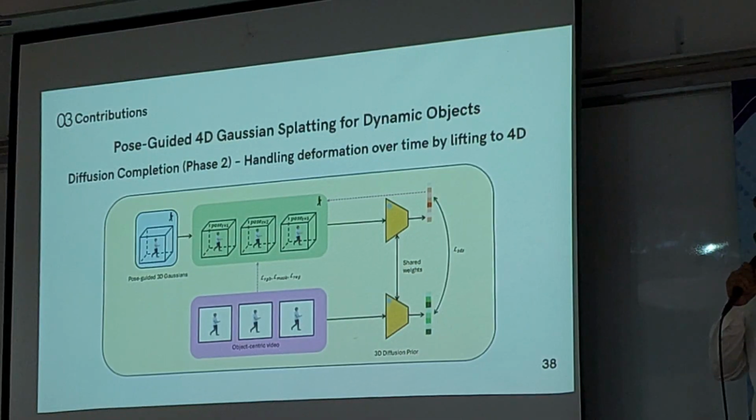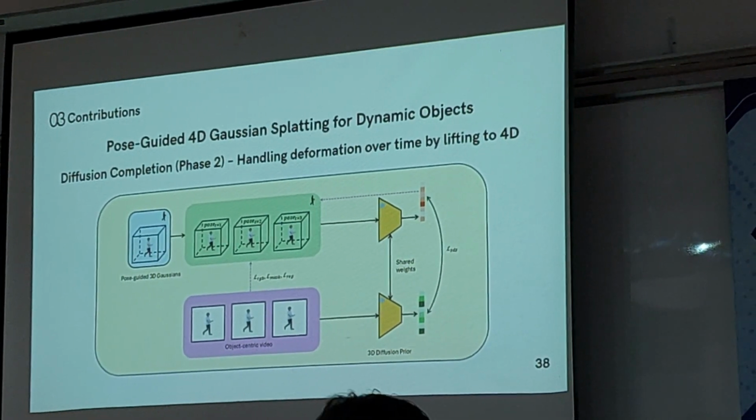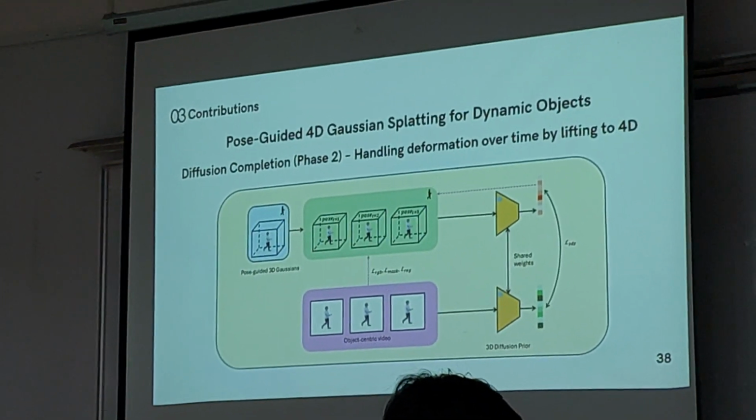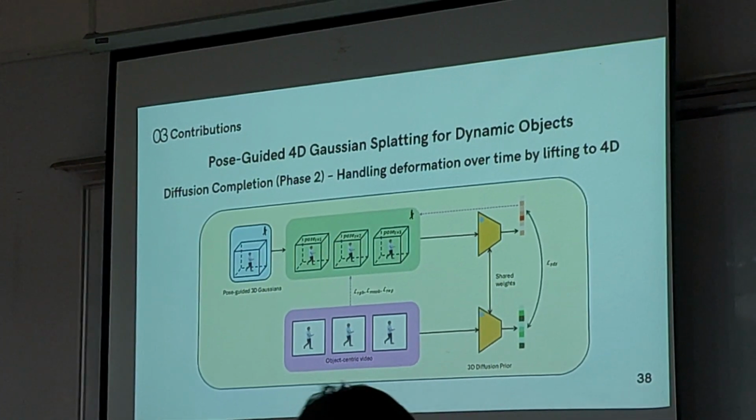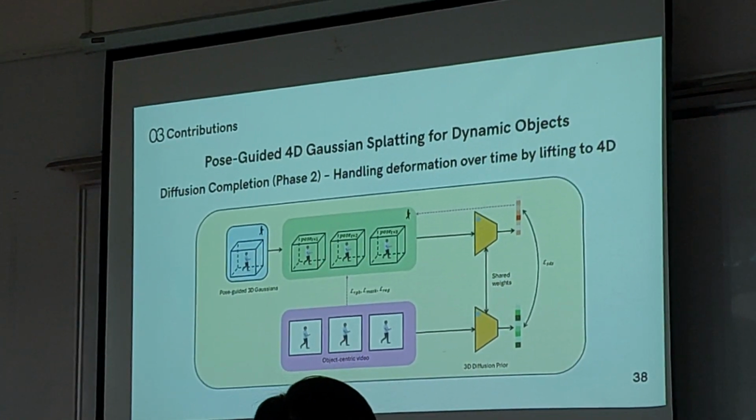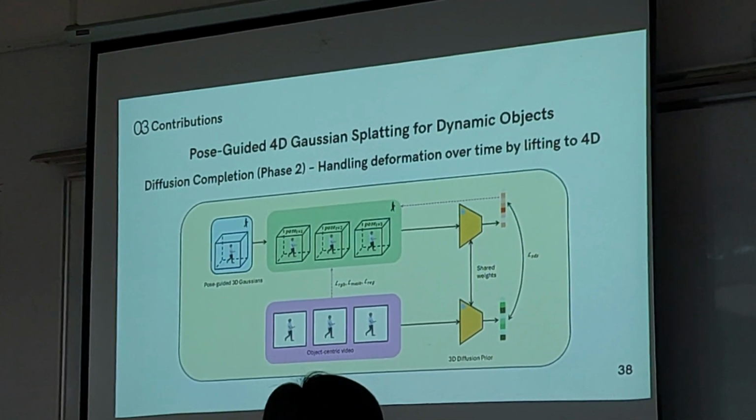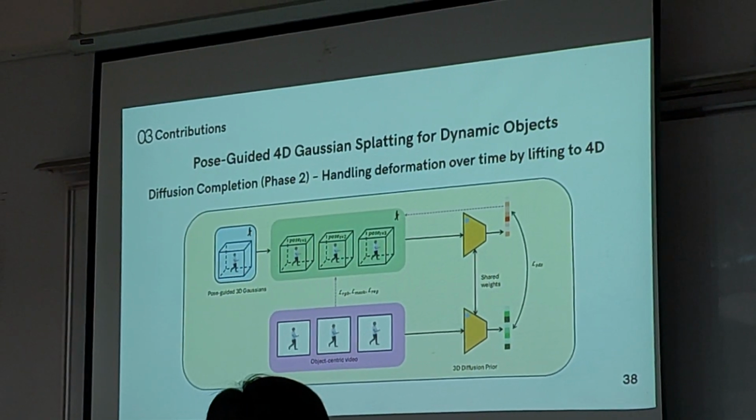In the second phase, we take the trained model from phase 1 and start to deform the posed model per timestamp. Then we train the Gaussian splatting to align with this. We also use the diffusion model to improve the general appearance of the model.